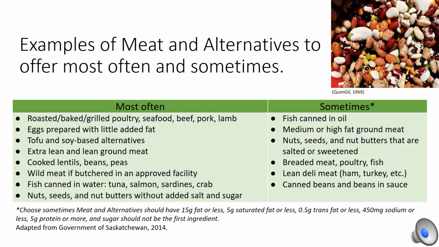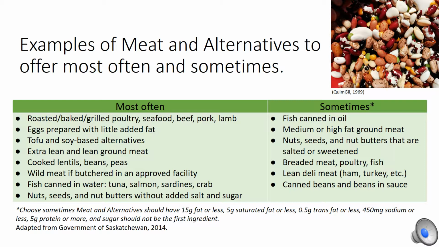This table lists examples of meat and alternatives to serve most often and sometimes. In the most often list, we have roasted, baked, or grilled poultry, seafood, beef, pork, or lamb, eggs prepared with little added fat, tofu and soy-based alternatives, extra lean and lean ground meat, cooked lentils, beans, and peas, wild meat if butchered in an approved facility, fish canned in water such as tuna, salmon, sardines, and crab, nuts, seeds, and nut butters without added salt and sugar.